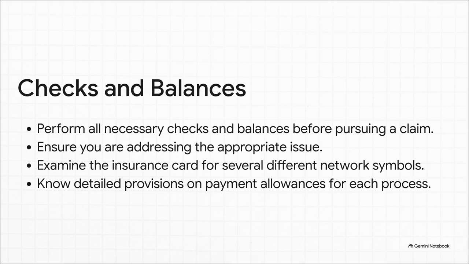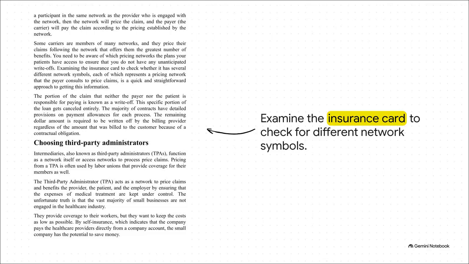Is it pricing versus settlement? Verify all network symbols on the patient's insurance card and double-check all your contracted payment allowances per the specific procedure code to ensure your data is rock solid. And this brilliantly illustrates how simply checking for multiple network symbols on the insurance card is the quickest, most direct approach to determining the correct pricing network before the claim even goes out the door. Proactive verification saves you from having to do these exhausting dispute workflows in the first place.